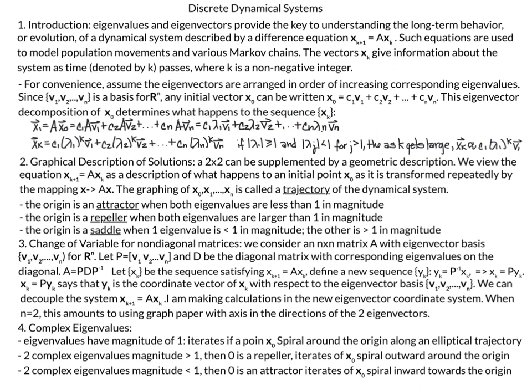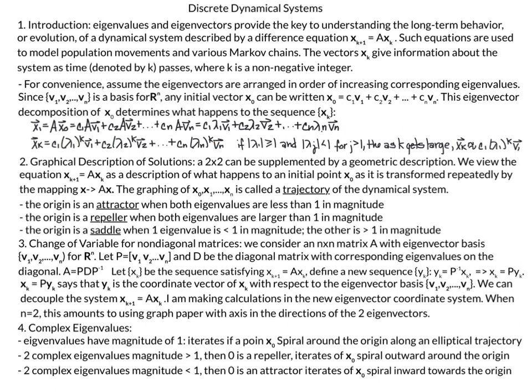When we look at this pattern, we have this equation for x of k. It's equal to c1 lambda 1 raised to the k times v1, plus c2 lambda 2 raised to the k times v2, up to cn lambda n raised to the k times vn. We will look at the graphical description of solutions for 2 by 2 matrices.